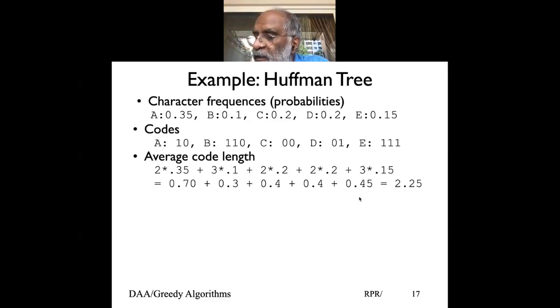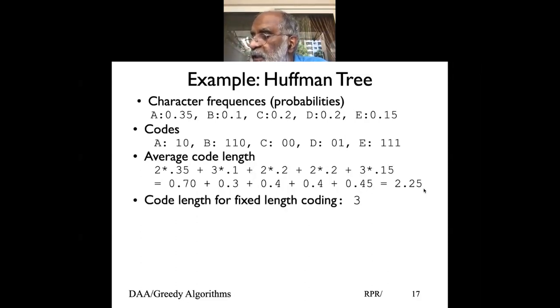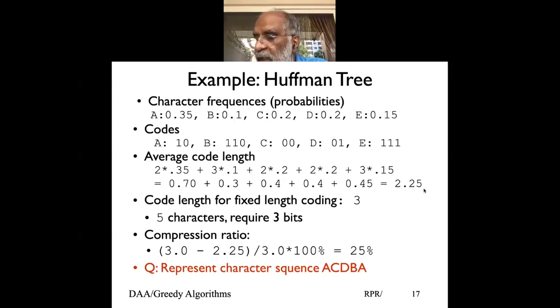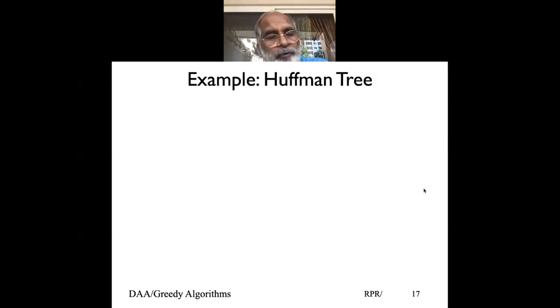So for code length, if I do fixed length encoding in this case, it should take 3 bits, which is 3, but in this case my encoding becomes 2.25, so about 0.75 saving, meaning my saving is about 25%, which is a significant saving when it comes to compression. So for a large amount of data, a 25% saving is significant, and therefore I get a compression ratio. And that's the benefit I get. So one exercise: write this character sequence ACDBA and work it out yourself.